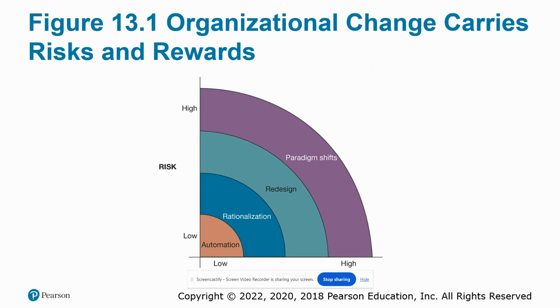The most common forms of organizational change are automation and rationalization. These relatively slow moving and slow changing strategies present modest returns but little risk. Faster and more comprehensive change, such as redesign and paradigm shifts, carry high rewards but obviously offer substantial chances of failure.